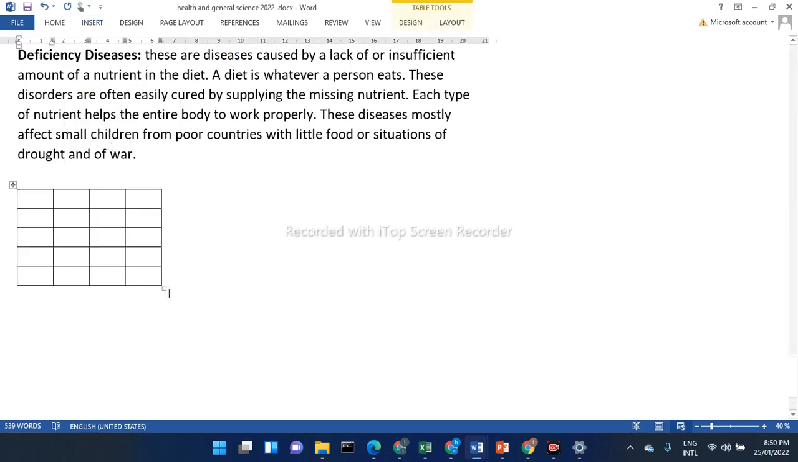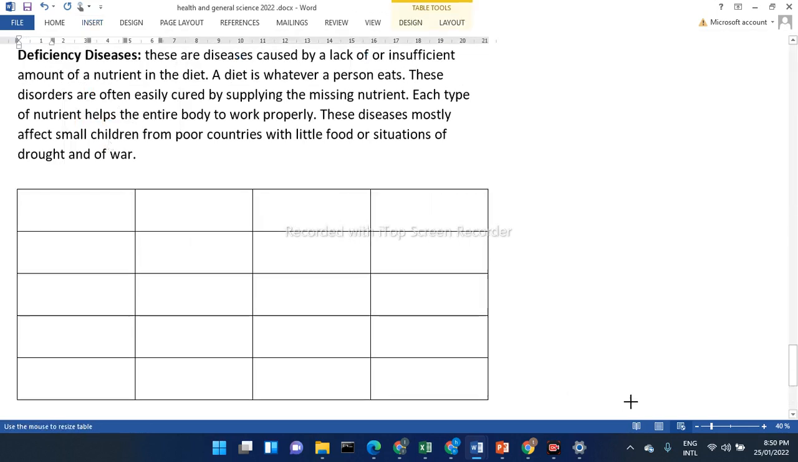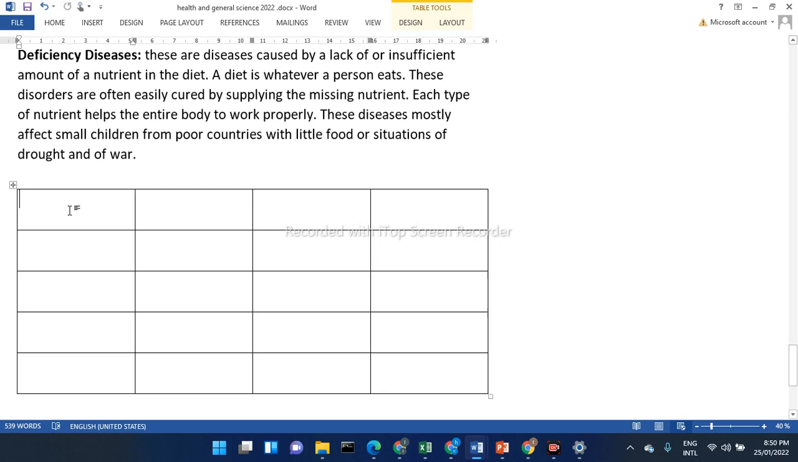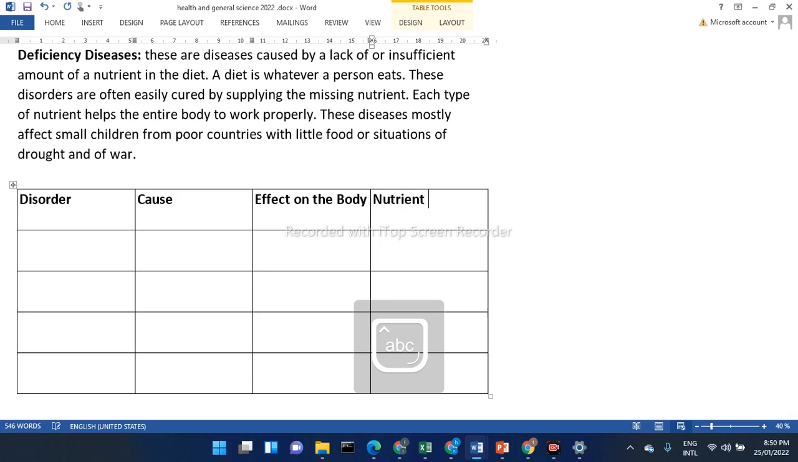All right, so let's move forward. We're going to construct a table. The first heading is going to be the disorder. They love to ask these questions on these exams. What caused the disorder? The effect of the disorder on the body. And the nutrient source. Where could you find these nutrients?